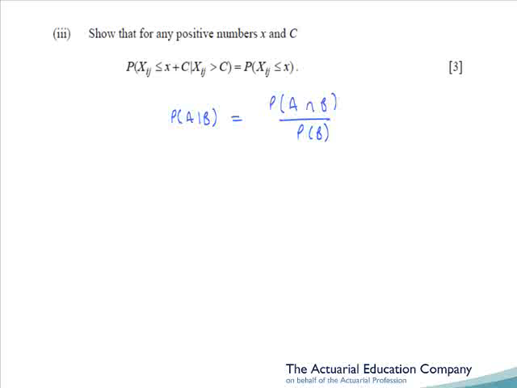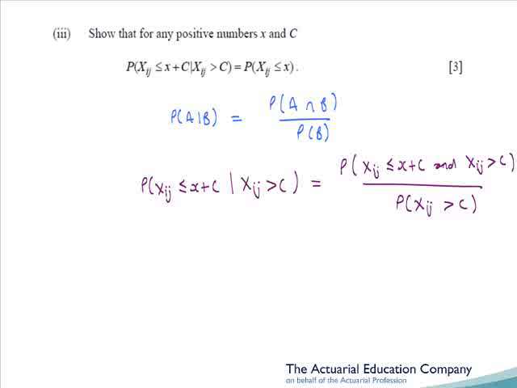And recall that the probability of A given B is equal to the probability of A and B over the probability of B. So in this particular case, we'll have the probability of Xij is less than or equal to X plus C and Xij is more than C, all over the probability of Xij is more than C. Well, the numerator simplifies to the probability that Xij lies between C and X plus C.